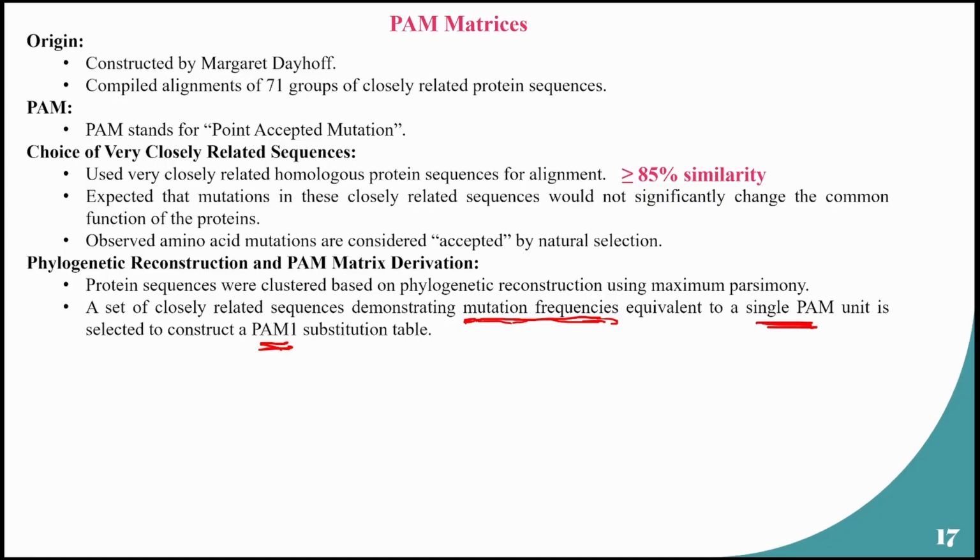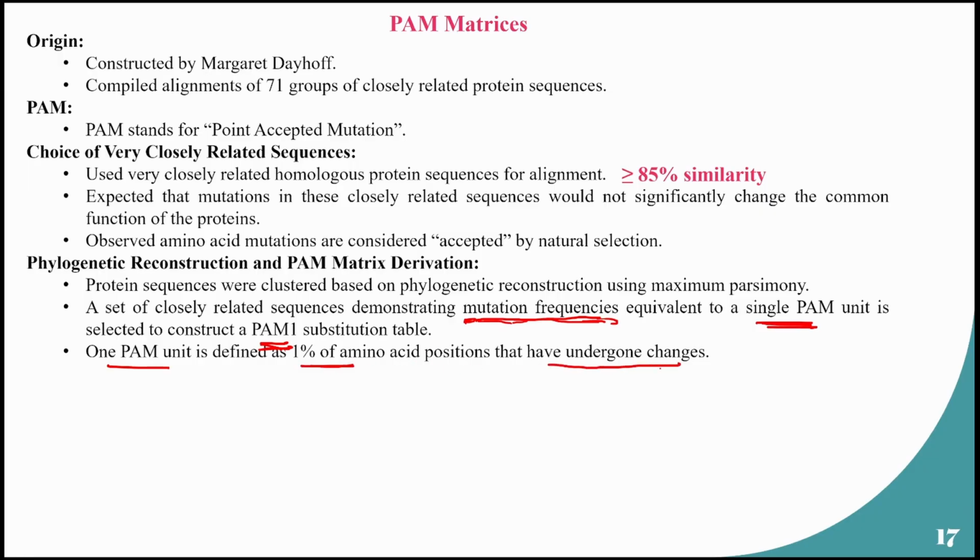Yeah, so as you said, the lower value of the PAM matrix is used for closely related sequence comparison, and wherever you have distant sequences, if you want to compare those, you have to bring in a higher value like PAM 250. And as a couple of people mentioned in the chat, it means one mutation in 100 residues. So one PAM unit is defined as 1% of amino acid positions having undergone changes. That means out of 100 amino acids, at one position the amino acid will be changed, so there is a mutation going on there.